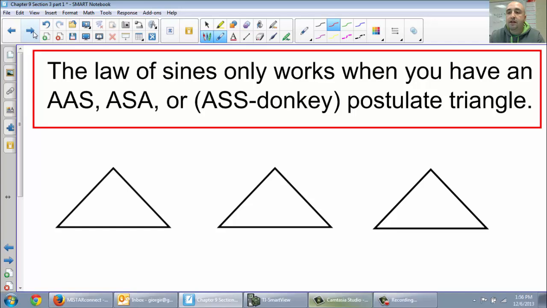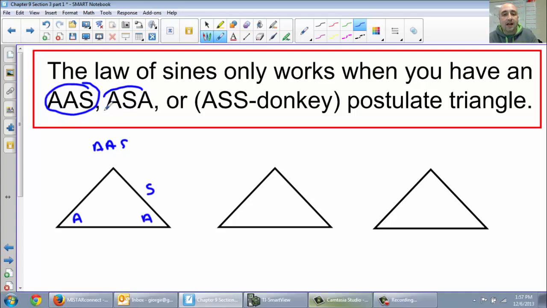Okay, so let's get right into this. Let's start talking about what needs to take place in order for law of sines to work. Law of sines doesn't always work. There are three cases where law of sines works. The first one is angle, angle, side. If I give you two angles that are next to each other, and then a side, this would be an angle, angle, side case. So you would be able to use law of sines in this case.